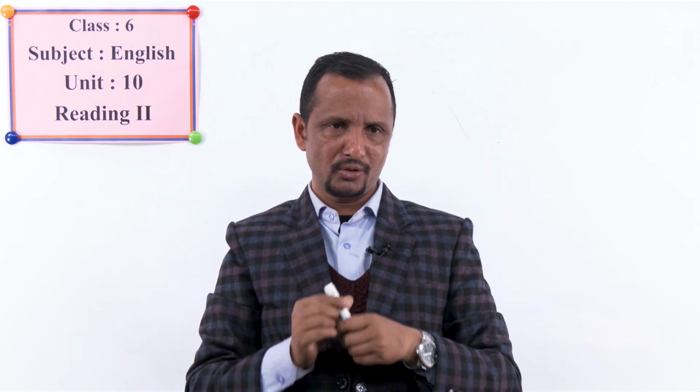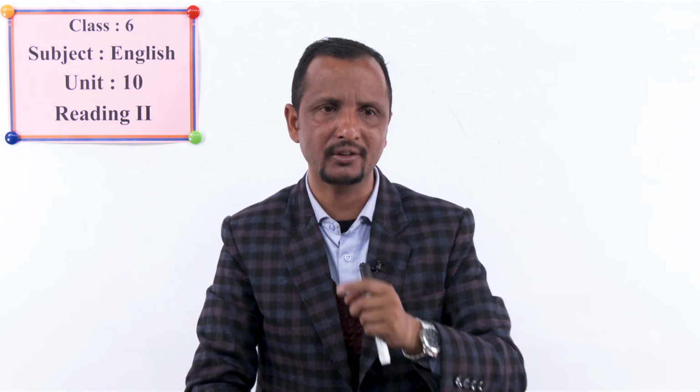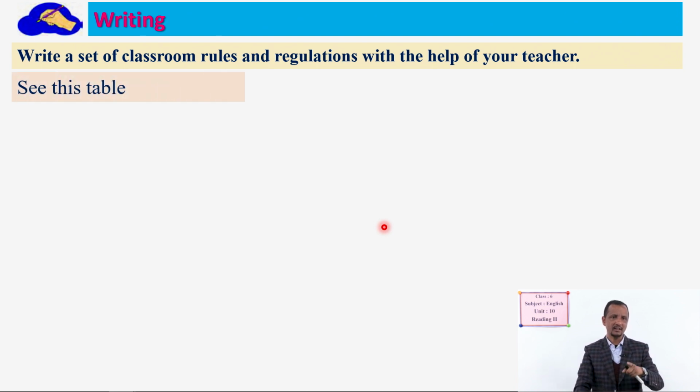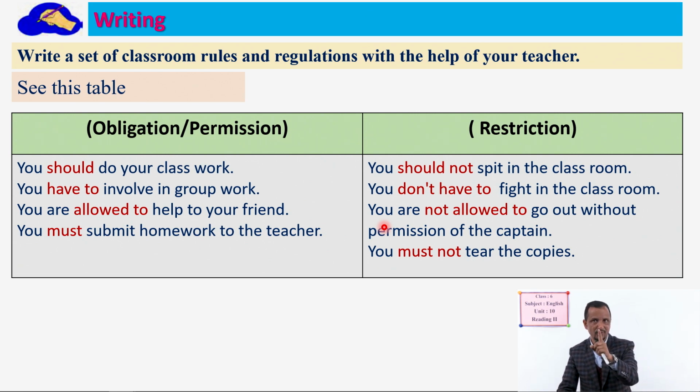Now, after this, dear students, I think you understand this better. Let's move to another activity, a writing one. Write a set of classroom rules and regulations with the help of your teachers. So it means what? Please, let's do it ourselves. Write a set of rules and regulations. You have done this many times during this unit, right? And here is just a sample, how you have to read. Earlier we discussed obligation and permission. In this way we have to write. For restriction we have to do it in this way.